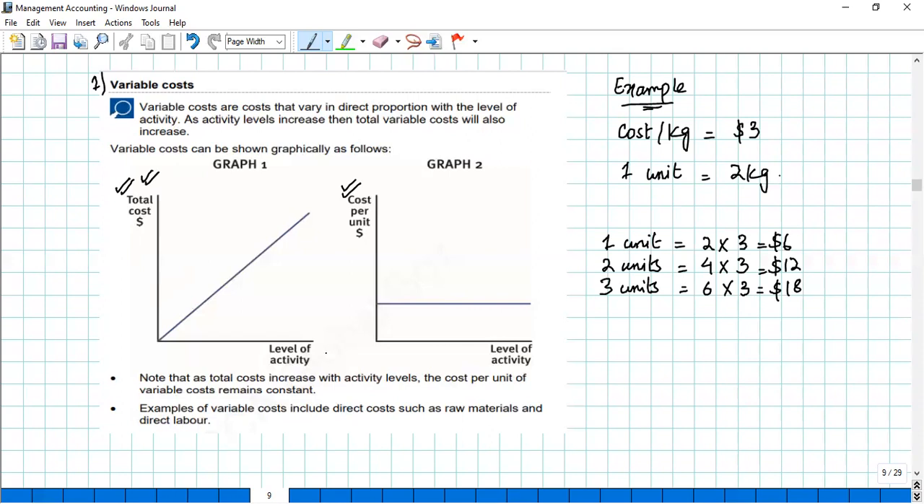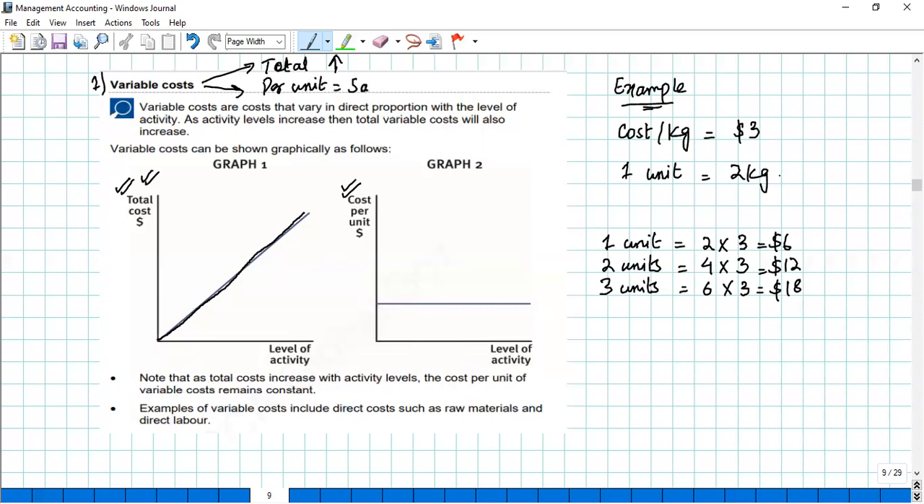So variable cost in total increases, right? For 1 unit cost was $6, for 2 units cost is $12, for 3 units cost is $18. You can also plot these figures on the graph and you will get this type of graph for the total variable cost. So this graph is representing the total variable cost. Now, there are two characteristics in variable cost. Number one, in total, the cost increases as your level of activity increases. But the variable cost per unit remains the same.